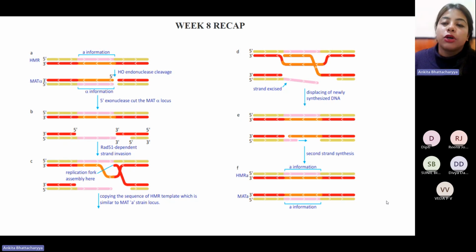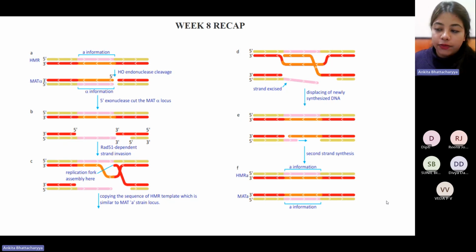And then there is displacement of the newly synthesized DNA, and the second strand synthesis is carried out, taking this as the template. Effectively, what you see at the end is that both participants of homologous recombination are carrying the information for the A locus. As a result, the MAT locus now carries the information for the MAT A phenotype, in contrast to its initial condition where it had the MAT alpha gene. Therefore, this particular cell has switched from the alpha to the A condition.